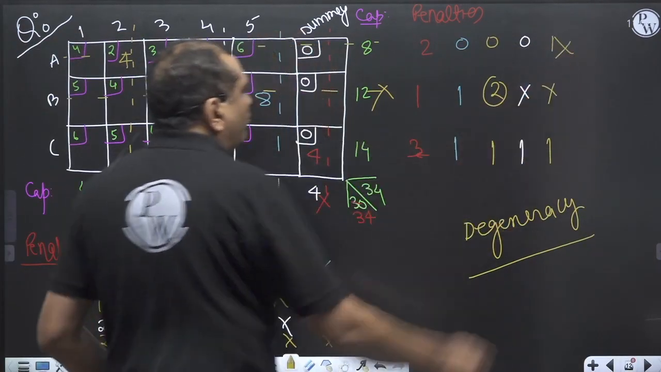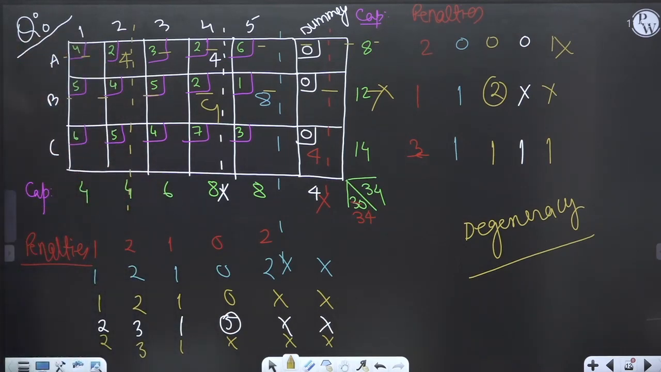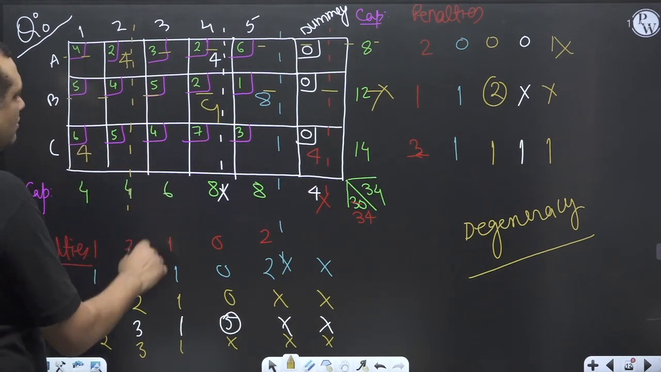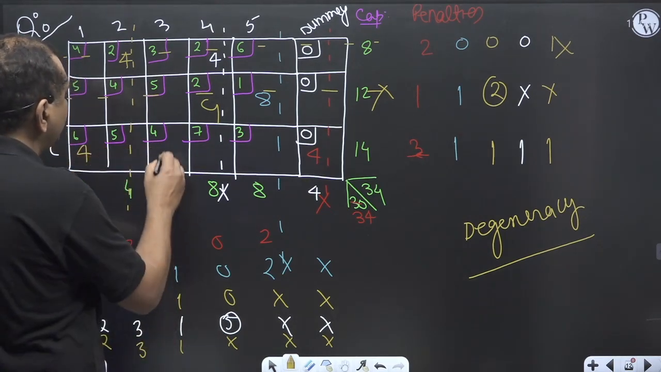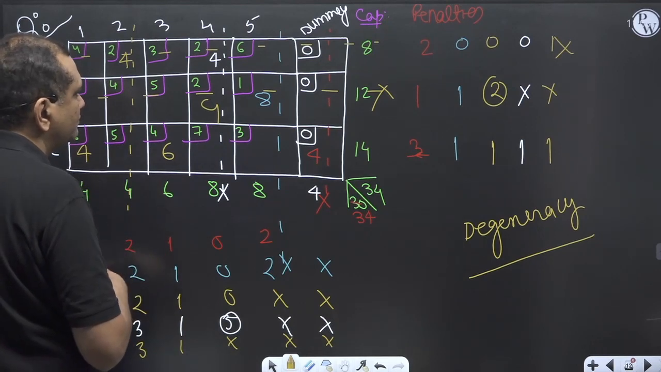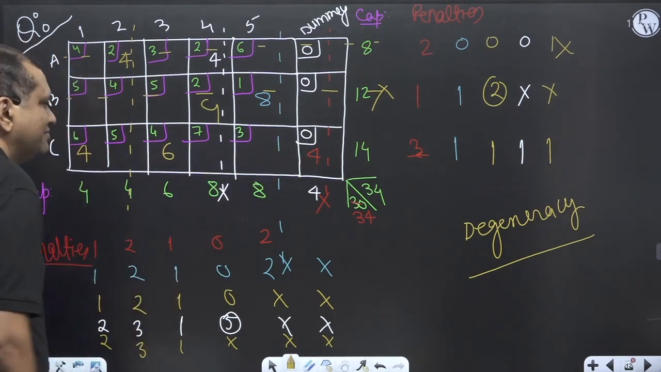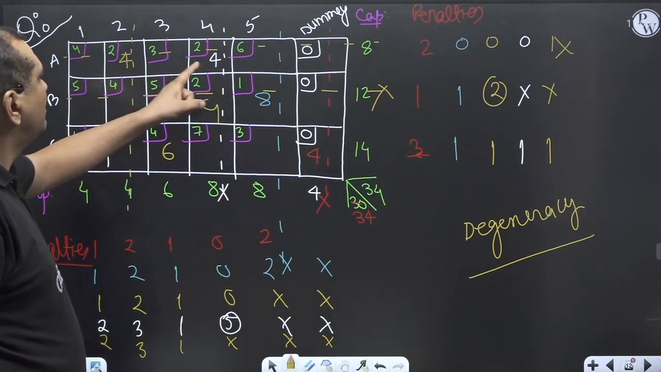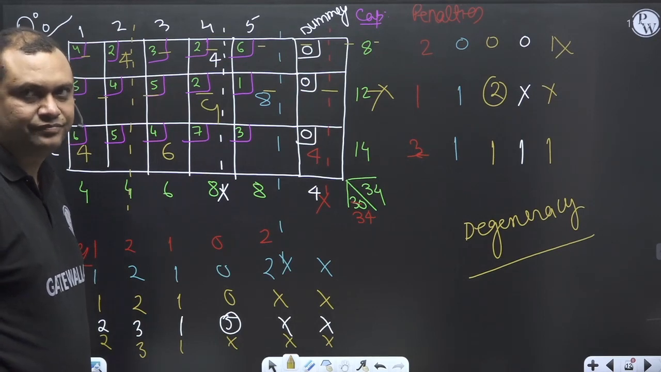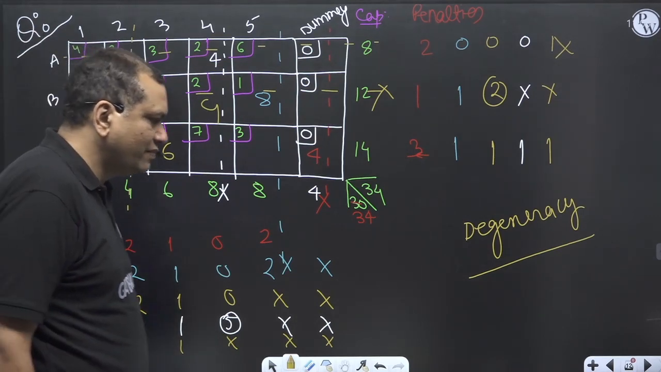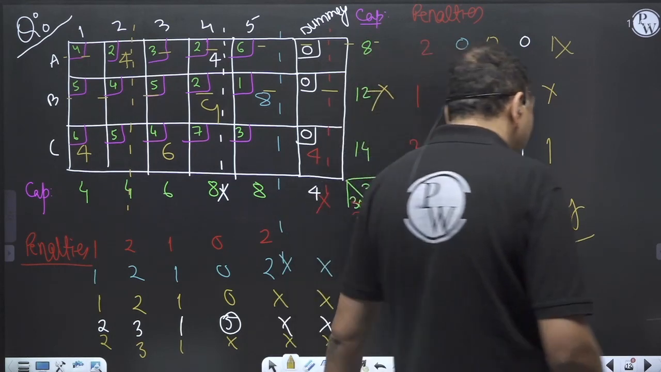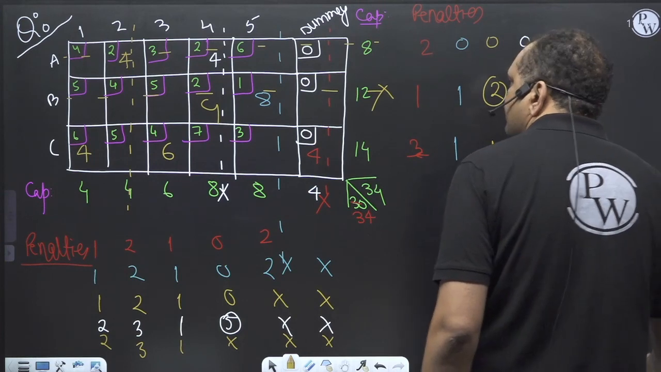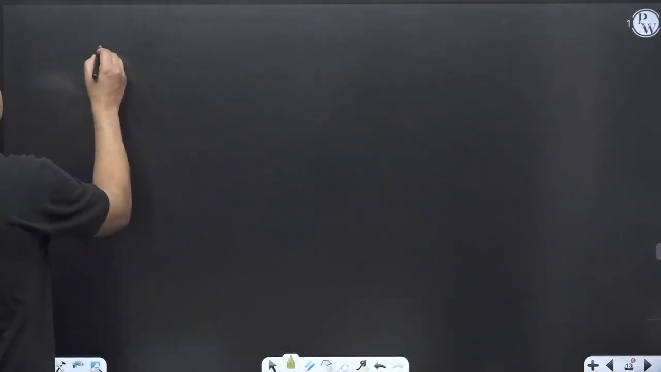So now only one row is left. You just allocate the way it is. This is the 4. How much here left out? 6. That's it. 4 plus 6, 14. 8 plus 4, 12. 8. Okay. Now make the table again.